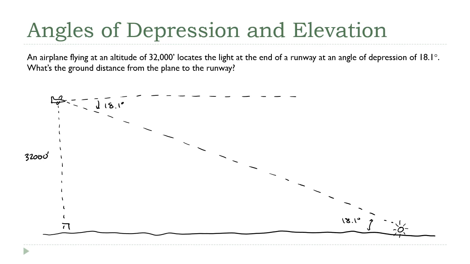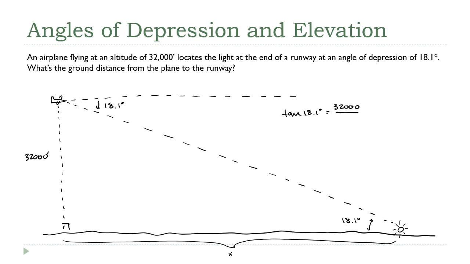But one more thing I want to be clear about is what we're being asked for. We're asked for the ground distance. That's going to be the distance here from the point the plane is over out to the runway. So if we call this x, then we can get some trigonometry in here. The tangent of 18.1 degrees is equal to 32,000 divided by x. Remember, the tangent is the opposite side over the adjacent side.